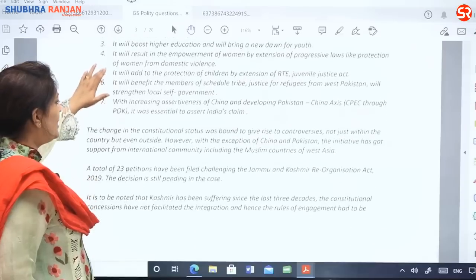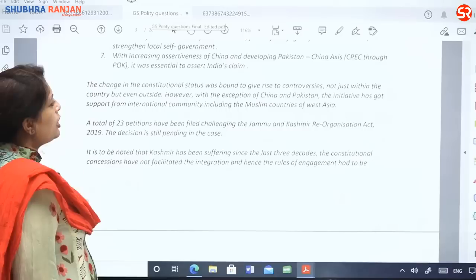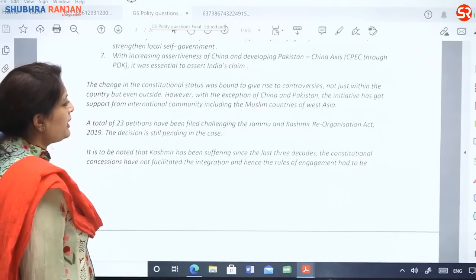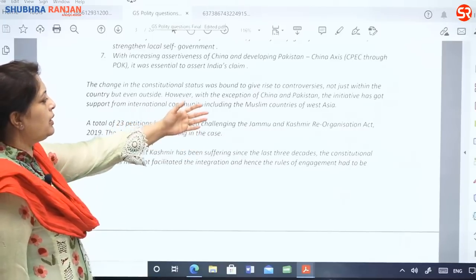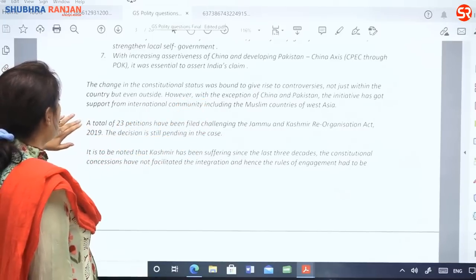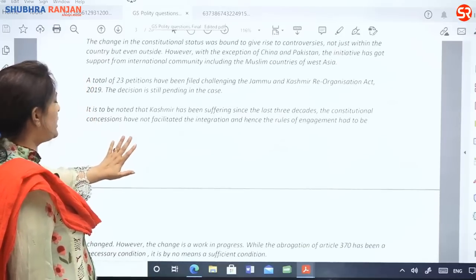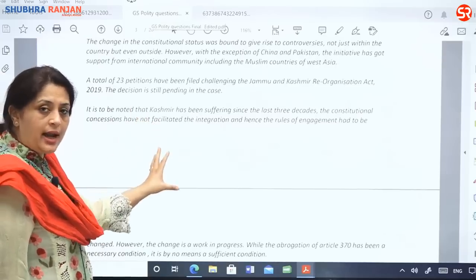The change in the constitutional status was bound to give controversies, not just within the country but even outside. However, with the exception of China and Pakistan, the initiative has got support from the international community, including the Muslim countries of West Asia. Petitions are pending. It is to be noted, then the last line you should tell how you look at the entire issue.